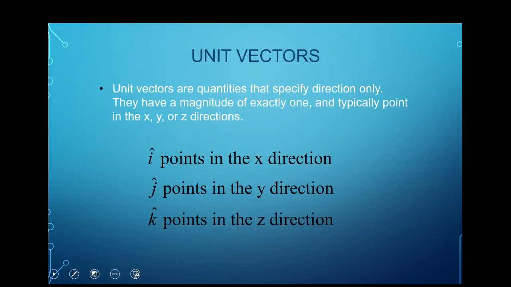And what we can do is we can break a vector into components using unit vectors. So unit vectors are quantities that specify a direction. So they have a length or a magnitude of 1, and they usually point in the x, y, or z directions. But sometimes we can have things that point in the r hat direction, so the radial direction. We can even have theta hat or phi hat. You can have any sort of direction you want for unit vectors, but these are the 3 most common for AP Physics.